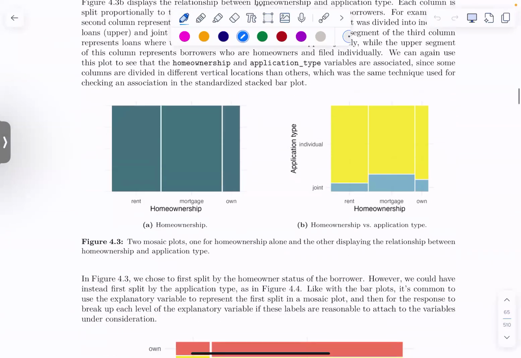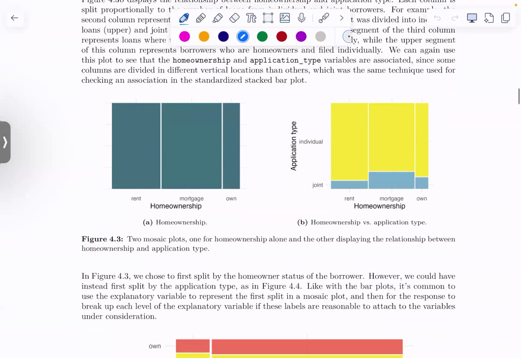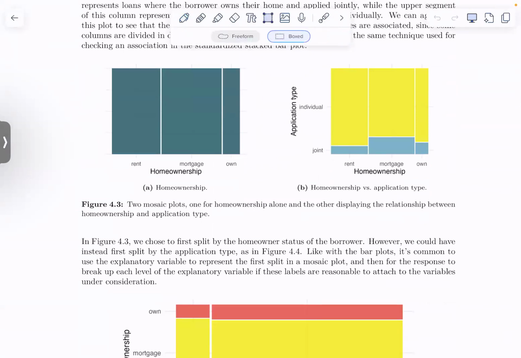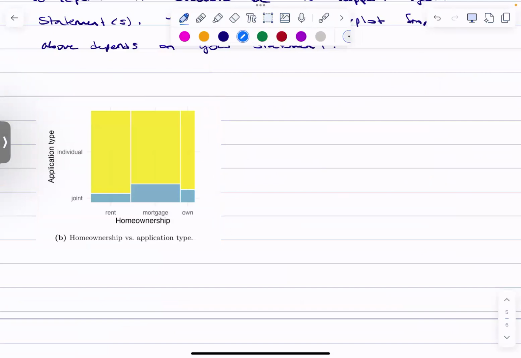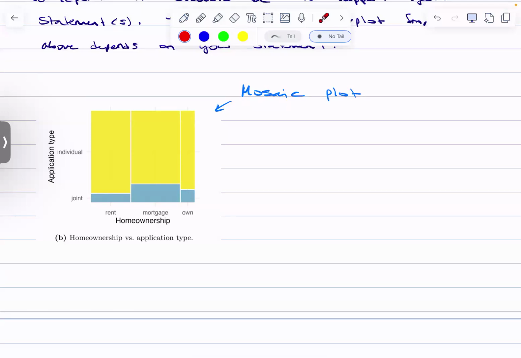There's mosaic plots. I don't really like mosaic plots, but a mosaic plot looks like this. Let's focus on this one. It's called a mosaic plot. I don't like them because you might have to explain it to whoever you're presenting the information to, and that defeats the purpose of providing a visual. You shouldn't have to explain it. And so that's something to keep in mind.